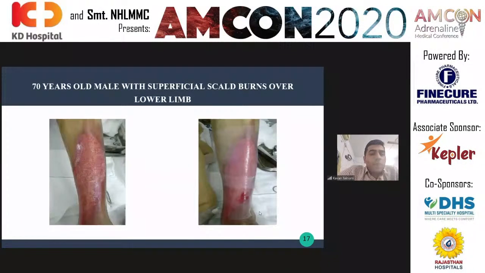This is a 70-year-old male with superficial scald burns over the lower limb. The patient was in severe pain, and after application of collagen on day 1, there was a significant reduction in the pain.